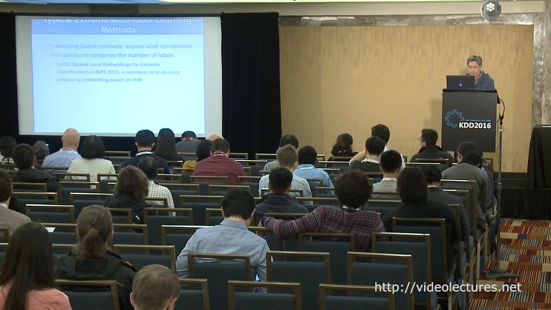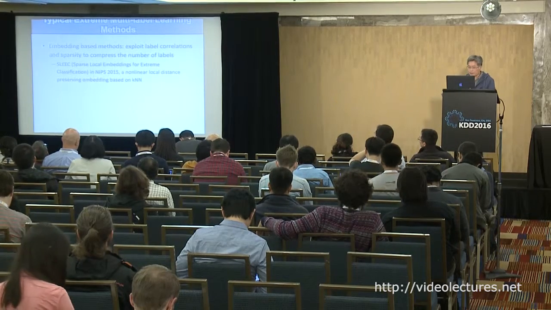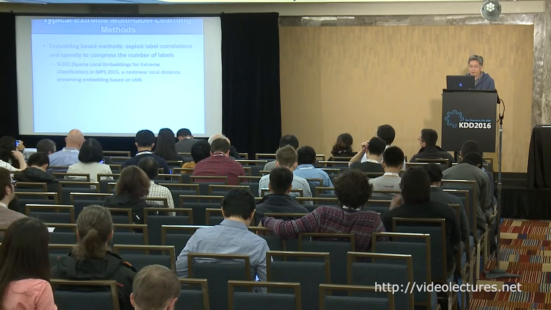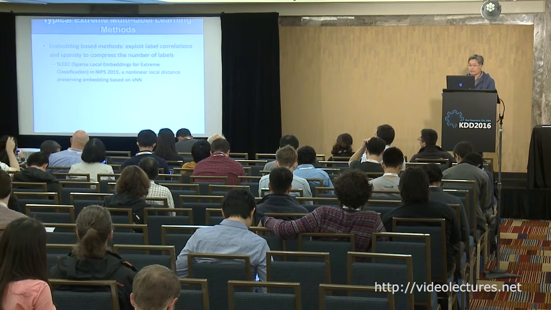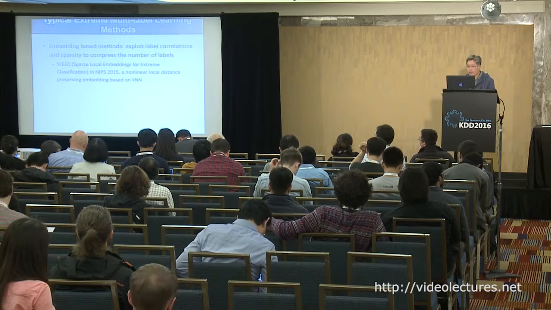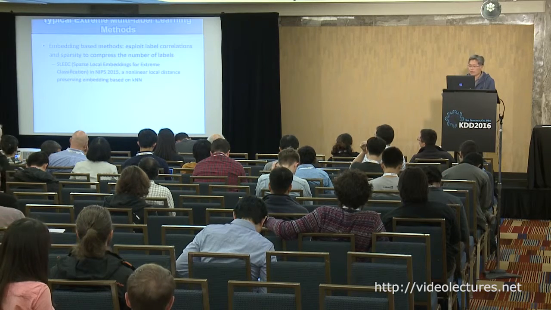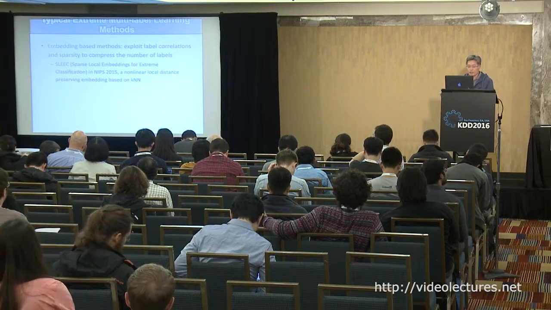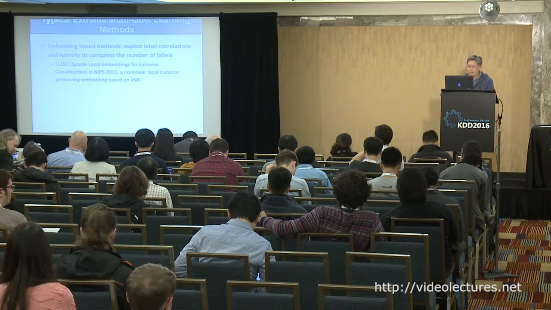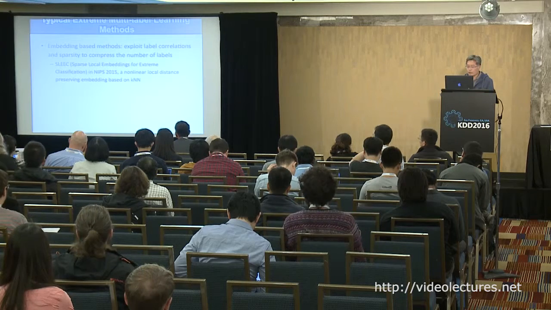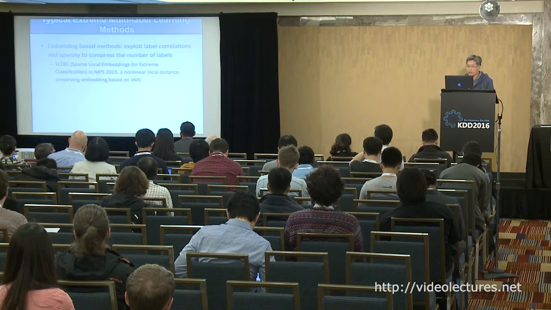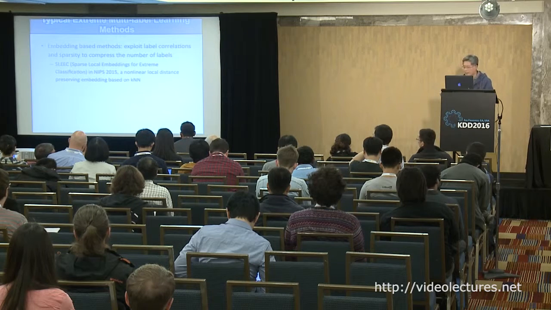Another kind of method is the embedding-based method. These exploit label correlation and sparsity to compress the number of labels. The typical method is SLEEK, a sparsely local embedding for extreme classification, a nonlinear local distance-preserving embedding based on KNN.